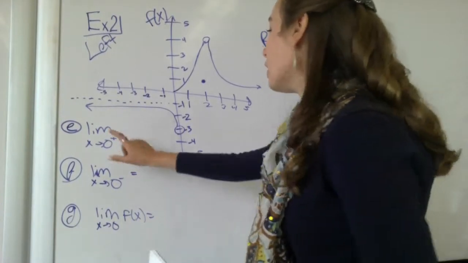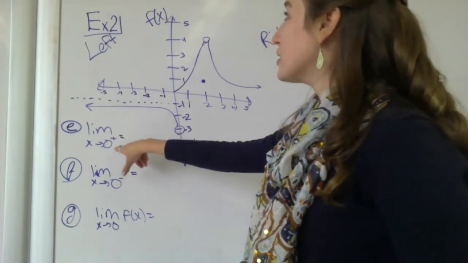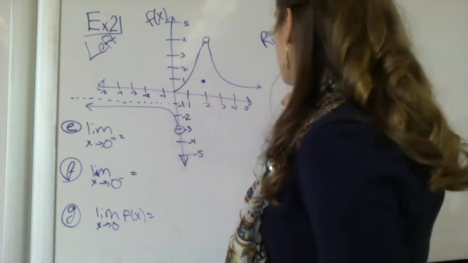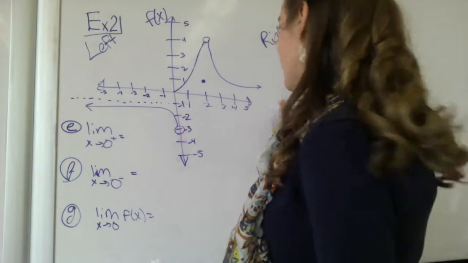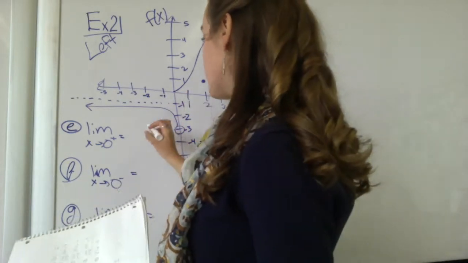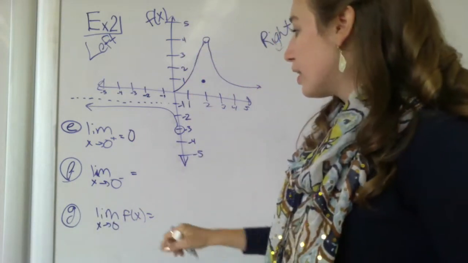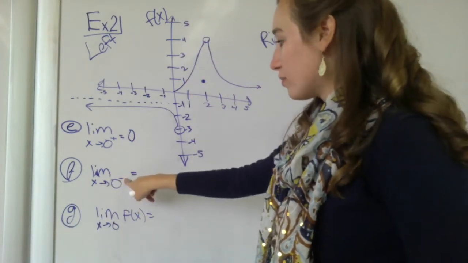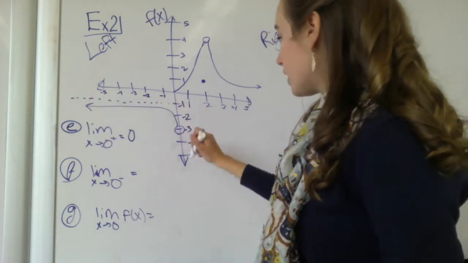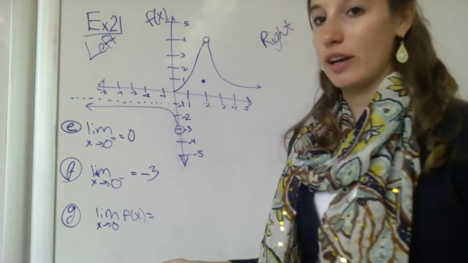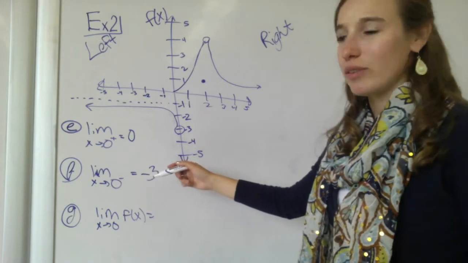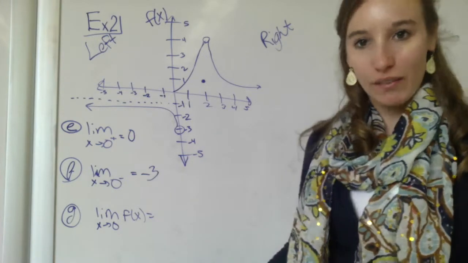Example E. We're going to find the limit of f of x as x approaches 0 from the right. You follow your equation from the right-hand side all the way to 0. So the limit as x approaches 0 from the right equals 0. Now you find the limit as x approaches 0 from the left. You follow your equation from the left, and it goes down to -3. So with our definition of limits, the limit from the right is 0, the limit from the left is -3, so the limit as x goes to 0 of f of x does not exist.